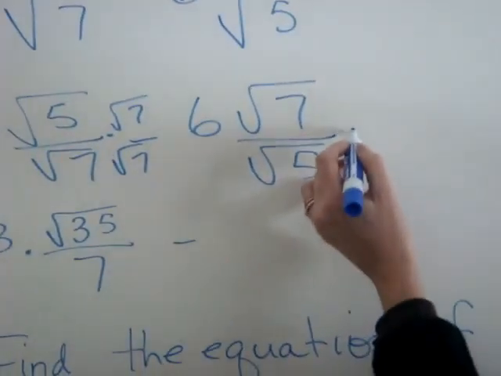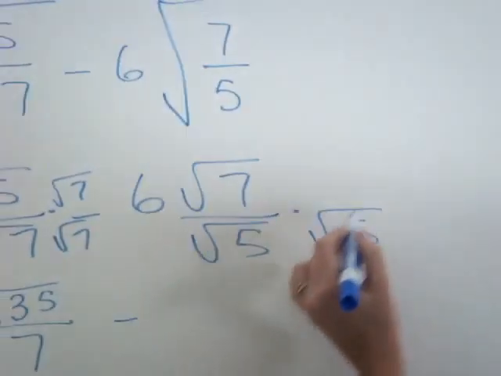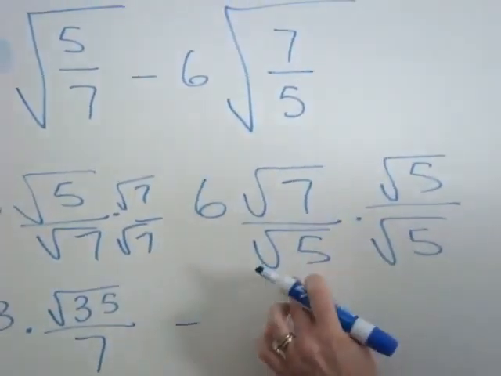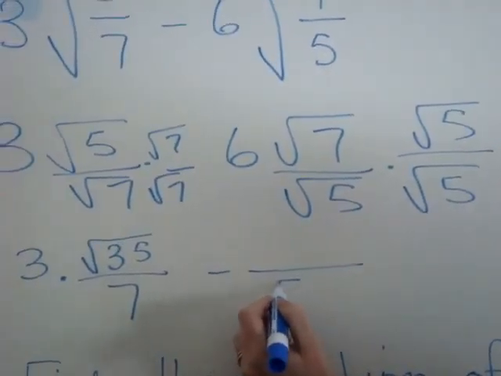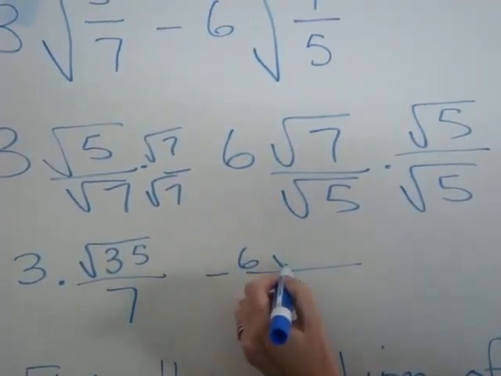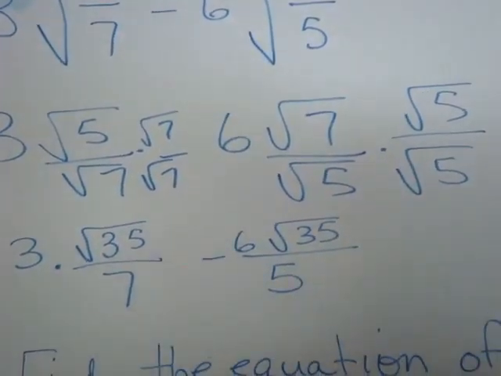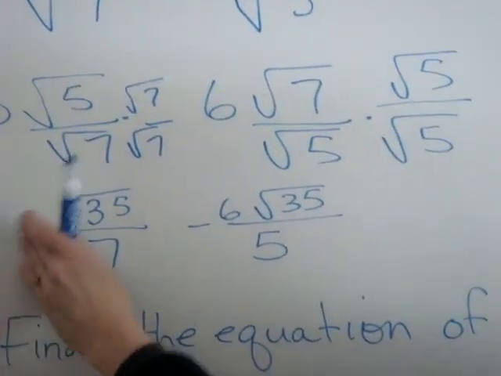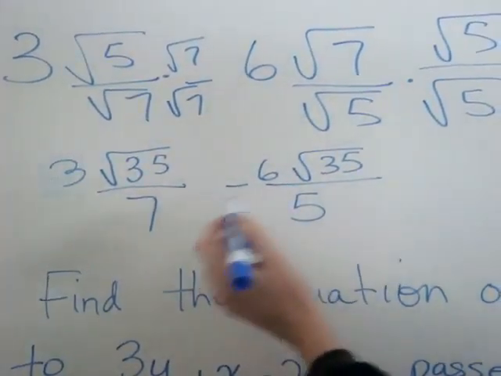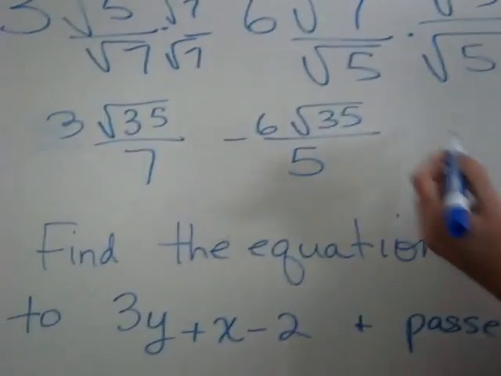Same thing over here. We're going to multiply the top and bottom by the square root of 5. Because the square root of 5 times the square root of 5 would be the square root of 25, and that's just 5. And then we have 6 times the square root of 35. Now, since these are the same denominator, now we just find a common denominator. And we can add these together.